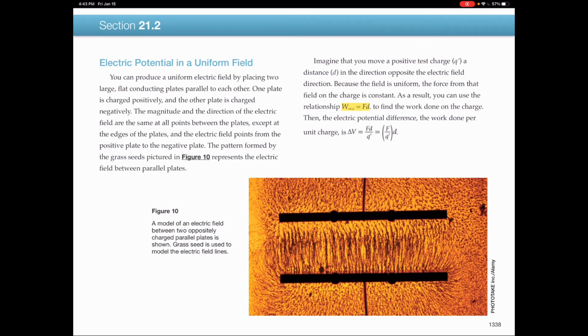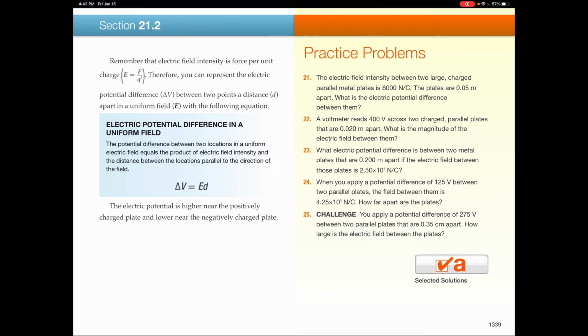Now, this voltage is going to be equal to the force divided by the charge, times the distance. But that electric field is the force divided by the charge. Therefore, we can say that the voltage difference itself is just going to be equal to the electric field times the distance between the plates.